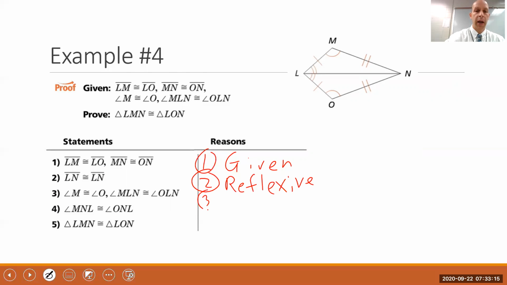Now, step 3, why is angle M congruent to angle O and angle LM... Oh yeah, that was also given. That's given right there, so that's given. Okay, so that's interesting. This is a proof where there are actually 2 different steps for given. Now, step 4, why is angle LNM congruent to angle ONL?